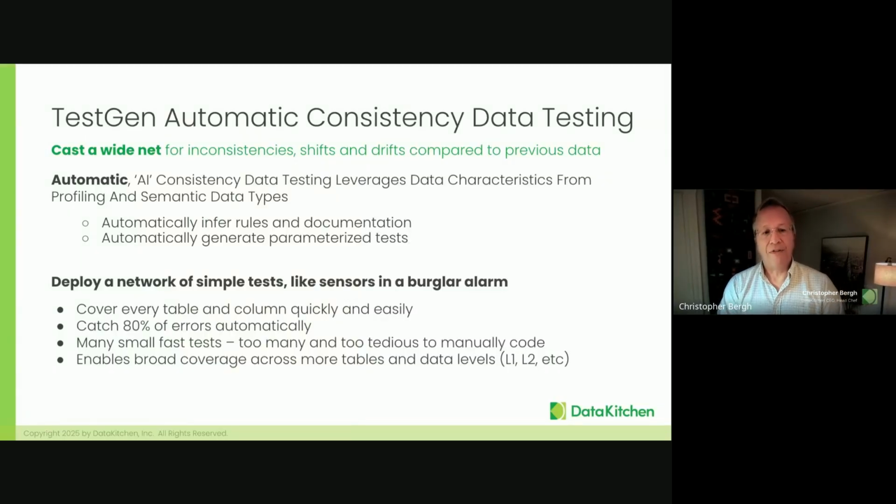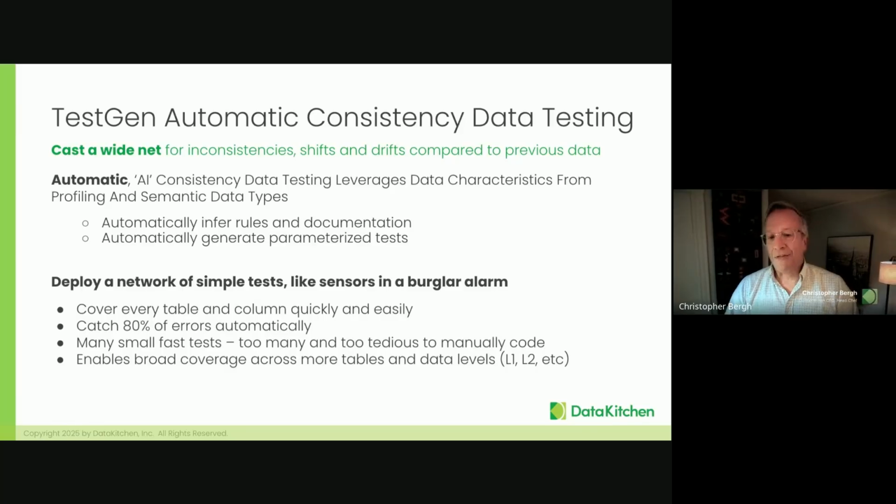And so what it does is it learns the data, sort of enables you to have tests on every table and every column quickly and easily. And there are a lot of small, fast tests, and it enables you to get broad coverage. So think of it like sensors or burglar alarms, where you're putting it on every door, every window, lasers across the front of the room that people walk in. But it does it in a smart way.